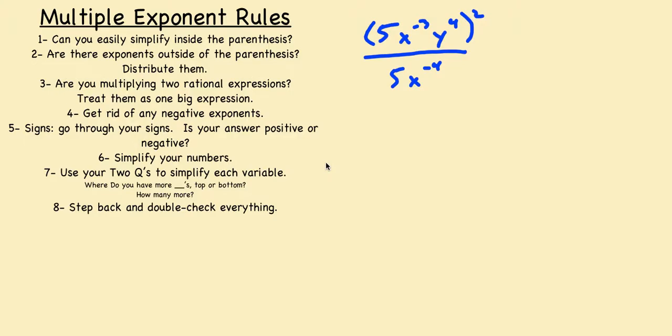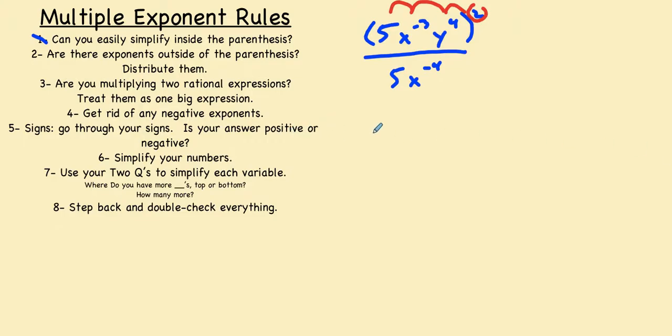First one is actually kind of a simple one, and we're going to go through each step. First step, can we easily simplify inside the parentheses? On this particular problem, there's nothing inside the parentheses that I need to worry about. So we're going to say that rule number 1 is in fact done. Second one, are there exponents outside of the parentheses? Here, in fact, I do have a 2 floating up there, so I have to distribute this 2 to the y, the x, and to the 5.